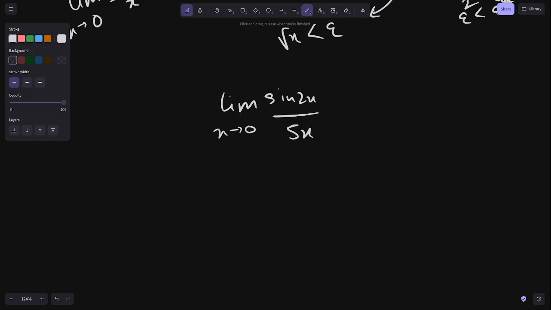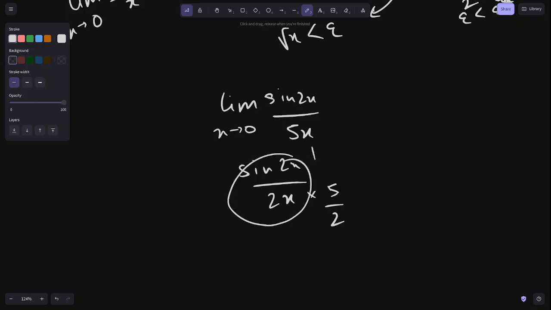How do you solve this? So you just do sine 2x by 2x into 2 by 5. No, into 5 by 2. Right. So this thing will be 1, and this answer comes out to be 2 by 5. As simple as that. It's very easy sums.